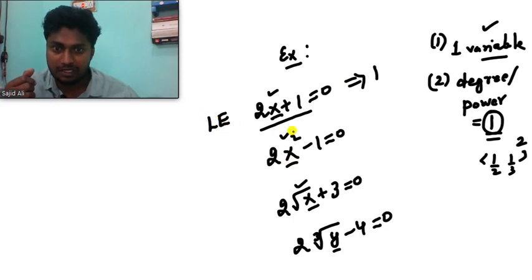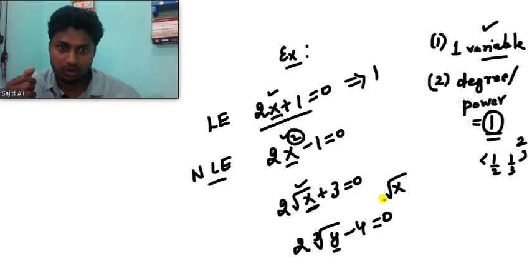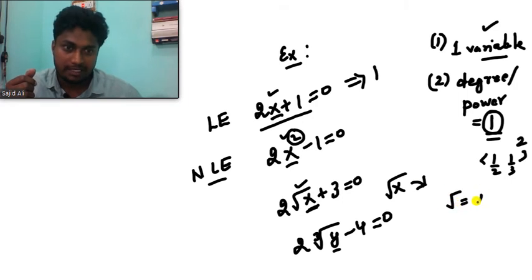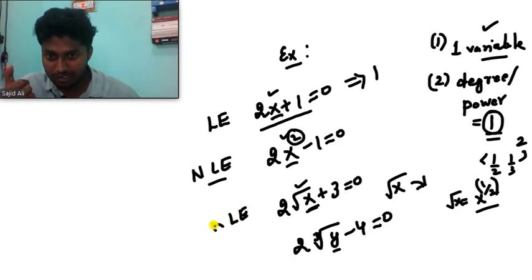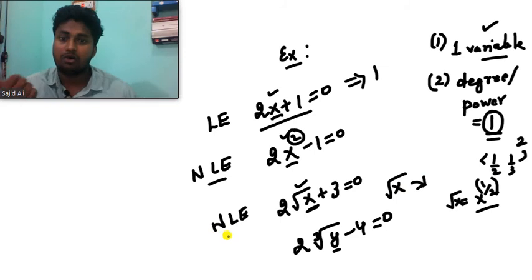Here if you see, the highest power is 2. So this is not a linear equation, we can call it a non-linear equation. Here, the given equation is in the form of root x. What does root mean? It means x to the power of 1/2. If I write root x, it is known as x to the power of 1/2. So here the degree is not 1, it is 1/2. So we cannot call this a linear equation. It is also a non-linear equation.